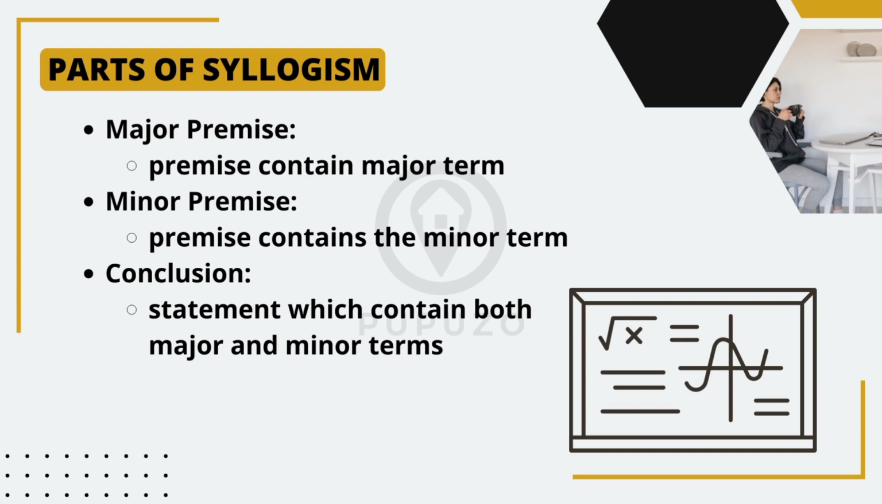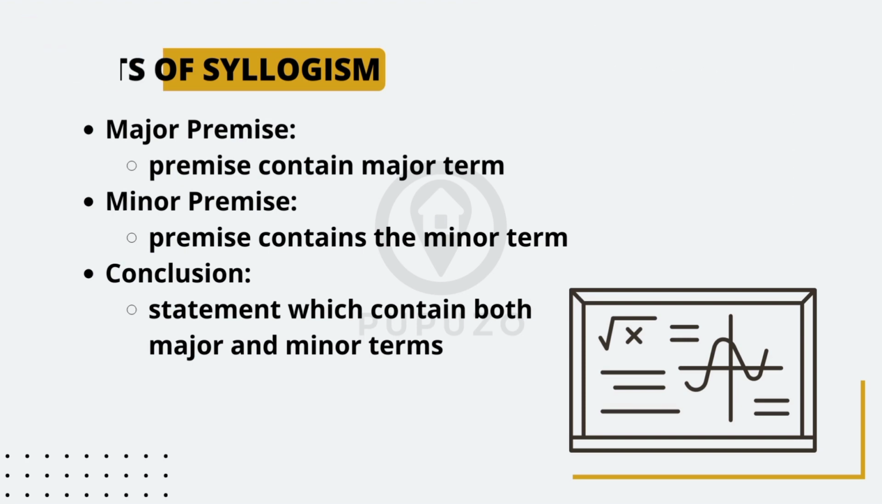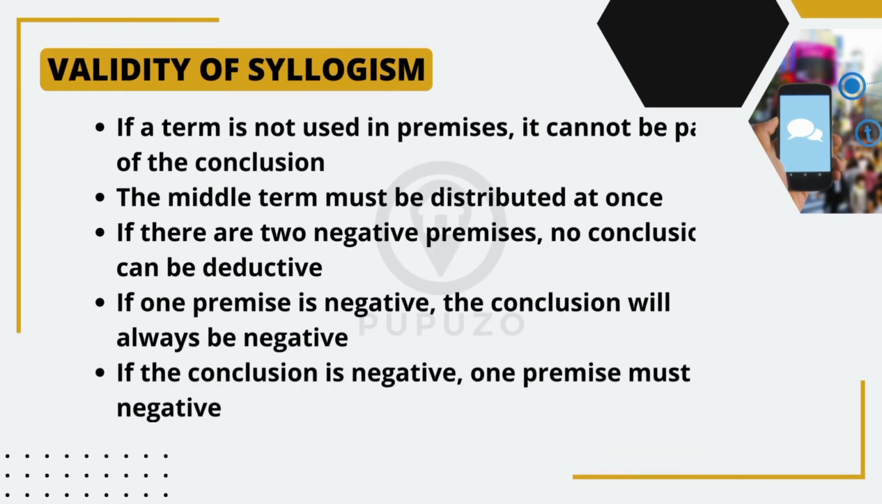Now, let's discuss the validity of syllogism. There are certain rules that govern its validity and ensure that the conclusions drawn are reliable. First, if a term is not used in the premises, it cannot be part of the conclusion. Syllogism relies on the terms provided within the premises to reach a logical conclusion.